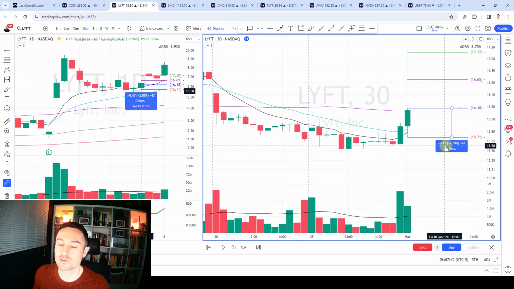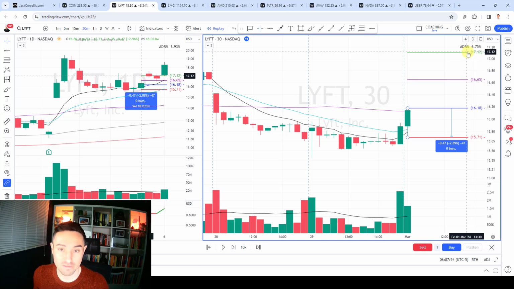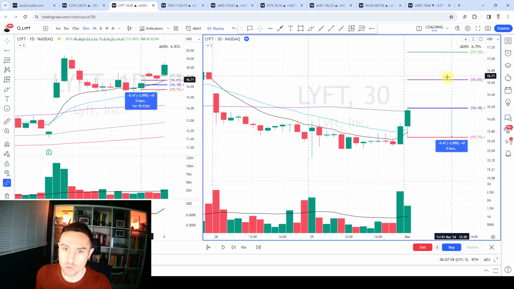So your initial risk on the trade is going to be 47 cents. That equates to 2.89%. Is 2.89% versus a 20-day ADR percentage of 6.75% favorable? I'd say it's favorable, okay? It's less than half to 2/3, right? It's a favorable risk.